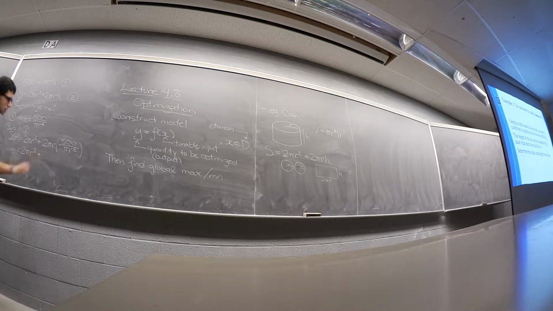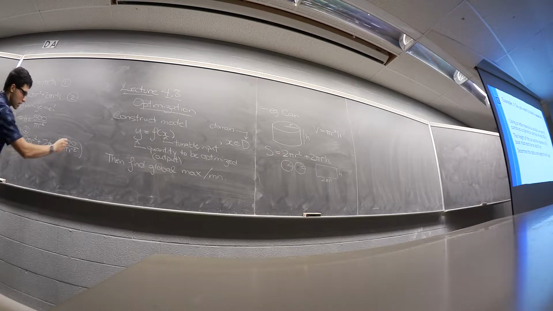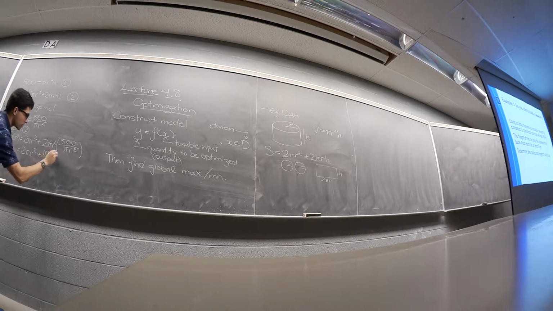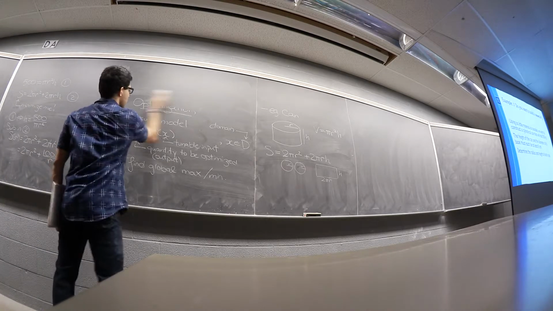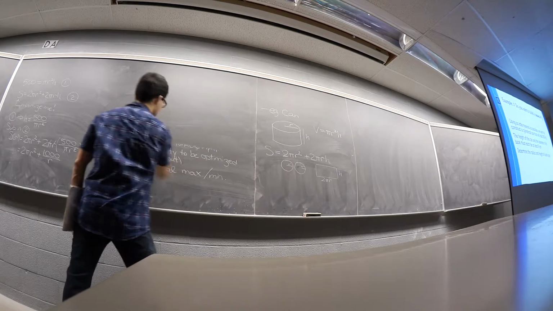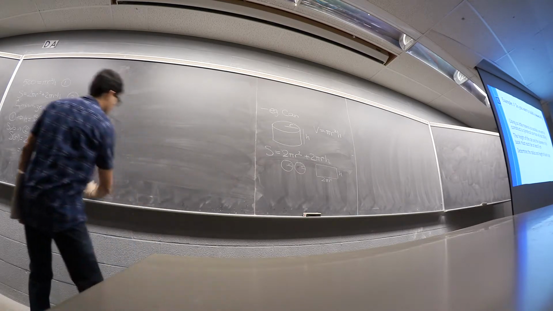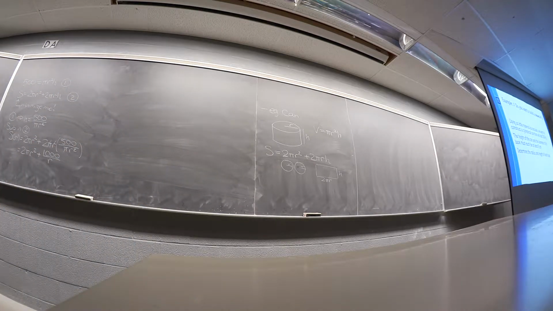2 pi r squared plus, the pi's cancel, r cancels that thing, plus 1,000 over r. Wonderful. So now we've got a thing in terms of one input, and we can actually talk about minimizing or maximizing it. Tell me if anything doesn't make sense.